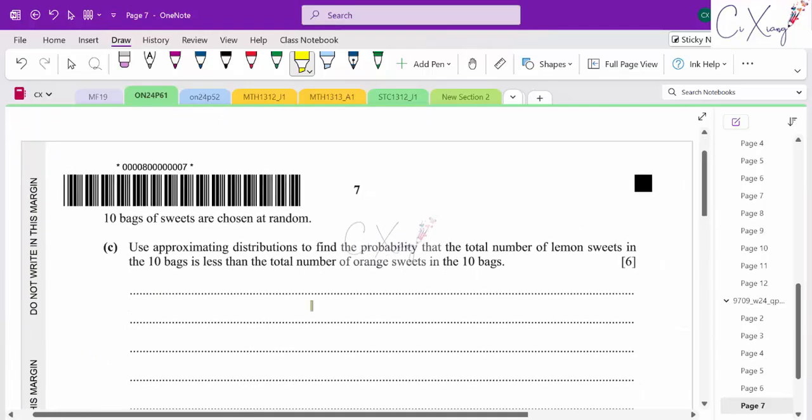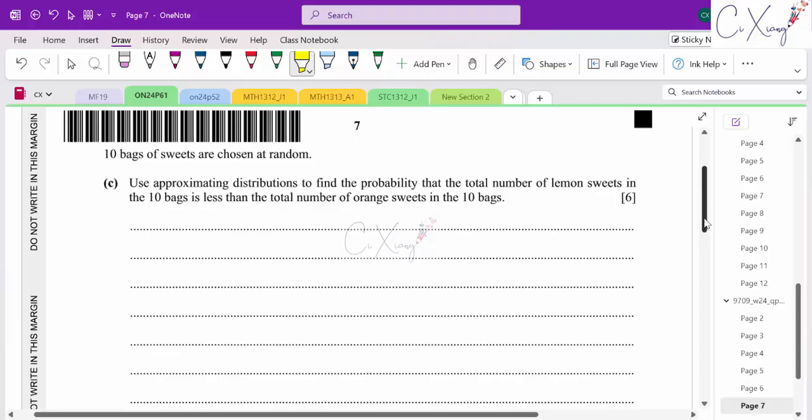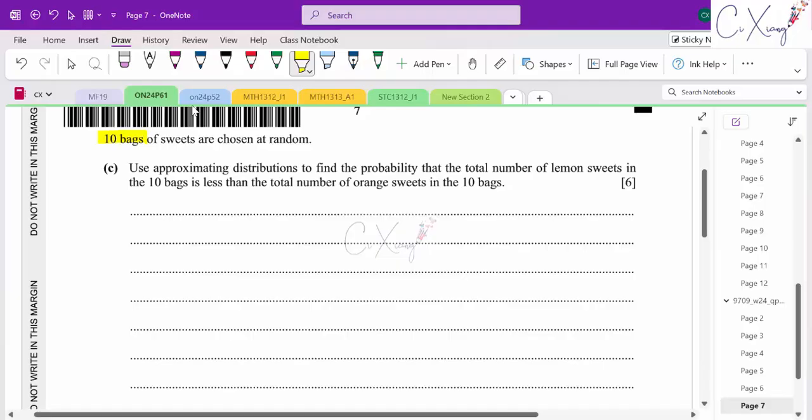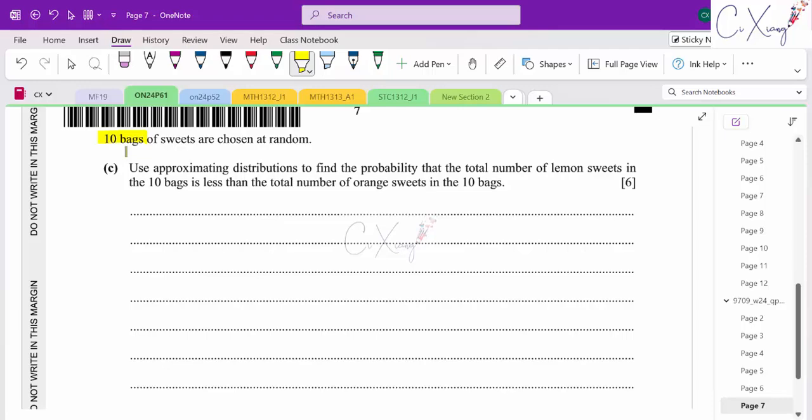Okay, so for part C, they are saying that now I'm having 10 bags of sweets. Just now all the lambda is for one bag. Now we are having 10 bags. Use approximating distribution. So highlight the keyword approximating distribution. That means in this question, you have to change Poisson into something else. In our syllabus, we are having Poisson to normal. That means you have to change it to normal.